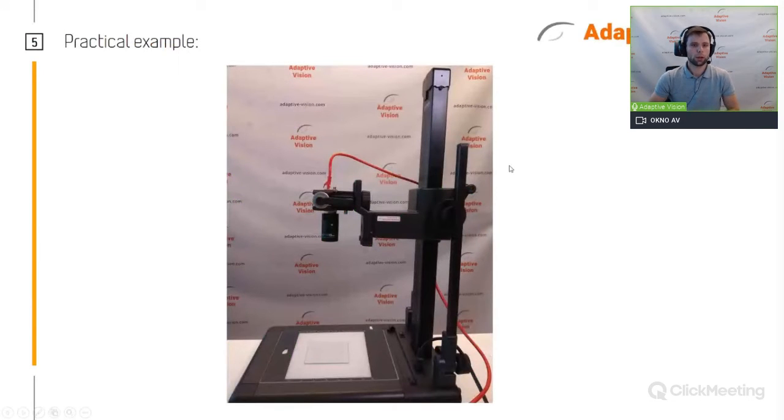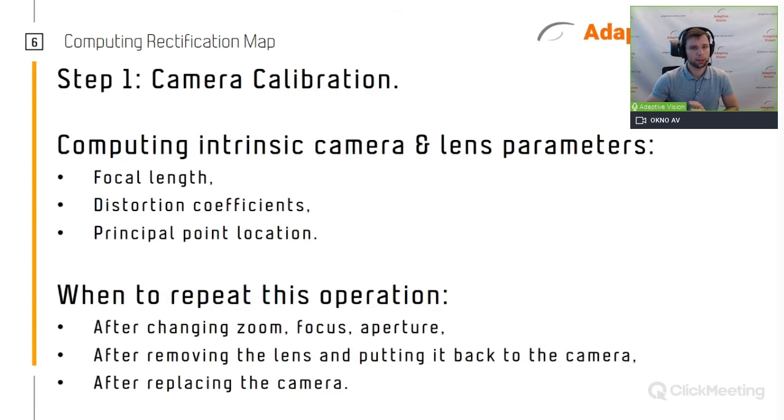So here we are talking about the camera calibration, the first step of creating the rectification map. Here we were evaluating the intrinsic camera and lens parameters. What are these intrinsic parameters? That's the focal length of our lens, the distortion coefficients, as well as the principal point location. This operation, in fact, is closely related to the lens and camera setup and can be prepared in advance before moving to the production facility.